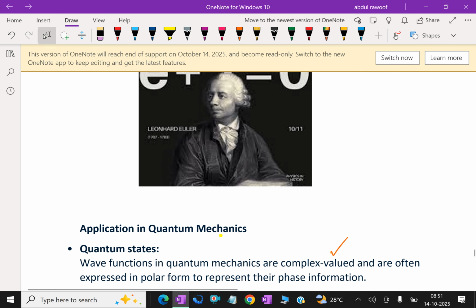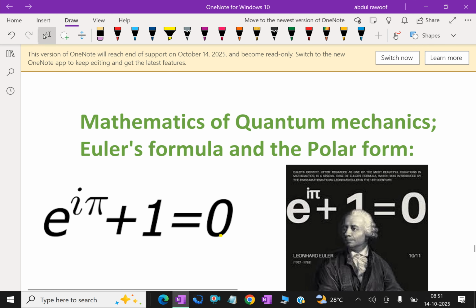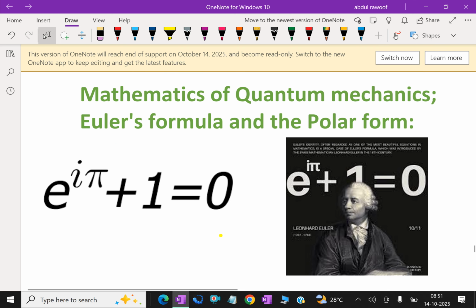So far we discussed the mathematics of quantum mechanics, in that, Euler's formula and its polar form.